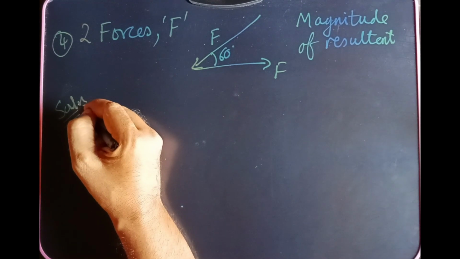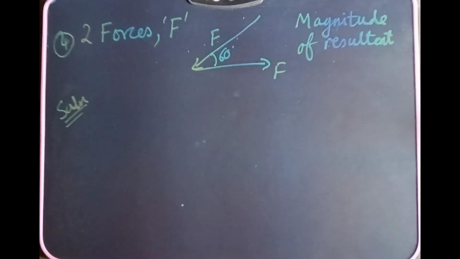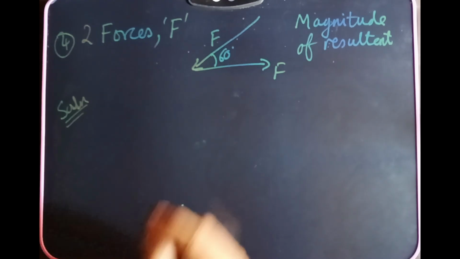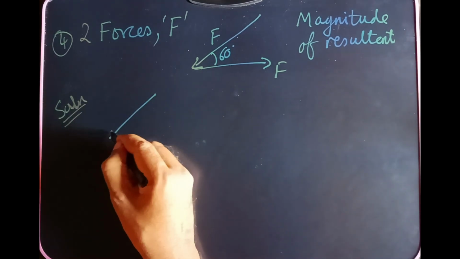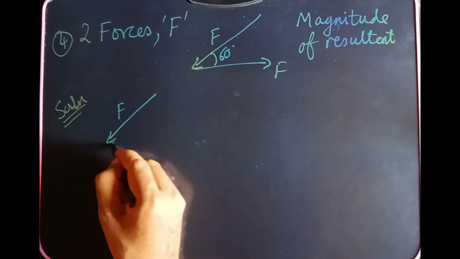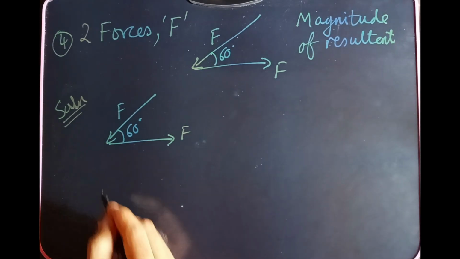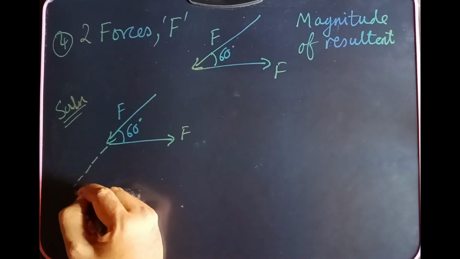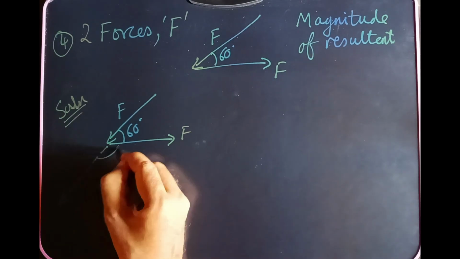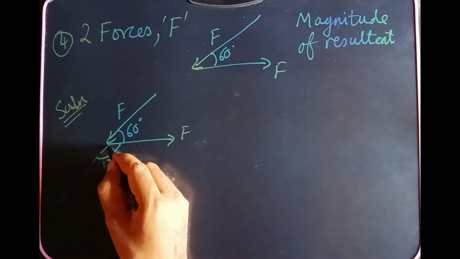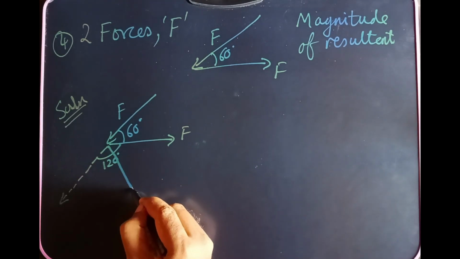Pause, think and solve. How do you solve this? We need to find the magnitude of the resultant. Now I'll redraw this. I have the force F here and I have this force F here. This is 60 degrees. So now if I join the tails together, I will get something like this. This will be 120 degrees. So this will be the resultant.